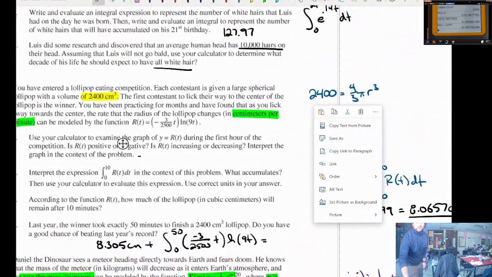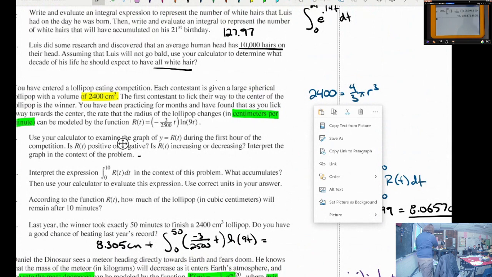So we can throw this in the calculator really quick and see the answer. It's not even that tough to do. This is, by the way, a thing you will definitely be required to do at some point, some sort of weird integral expression like this. 8.305, whoops, plus the integral from 0 to 50. Okay, negative fraction, 3 over 2500 x, close parentheses, times the natural log of 9x, close parentheses, dx. There you go. That will do it.